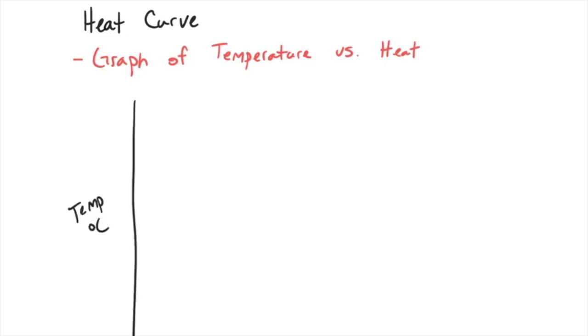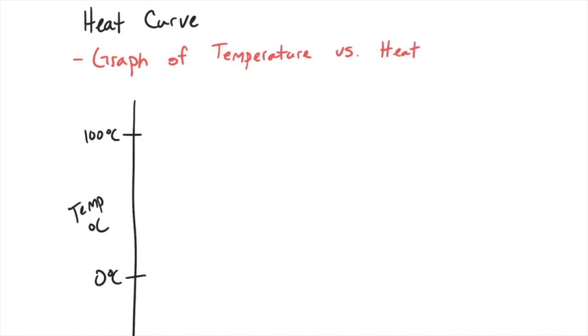Here is the heat curve, at least the beginnings of it. We've got temperature on the vertical axis, as you can see, in degrees Celsius, and we've got heat along the bottom, or the horizontal axis. Heat curves can be drawn for all different types of substances, but in this class we're going to focus on one substance that's very common, water. When it comes to water, there are two important temperatures, the temperatures at which water changes state of matter. Those temperatures are 0 degrees and 100 degrees Celsius.